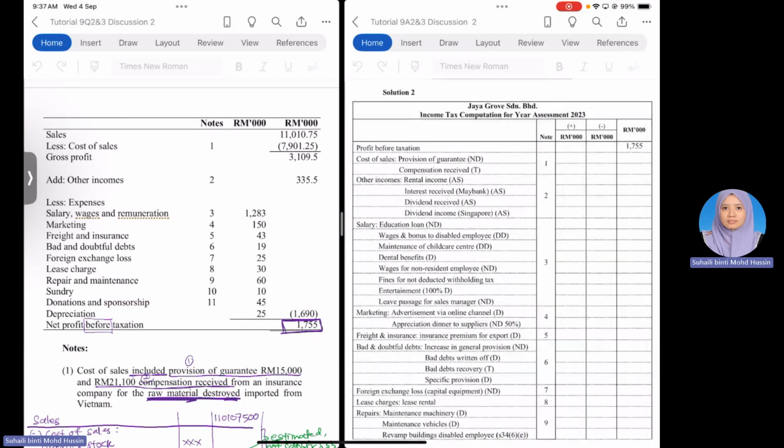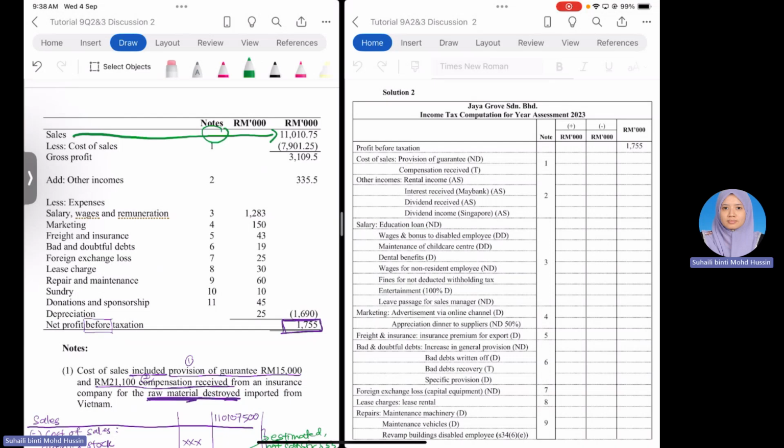Alright, so we start with the net profit before taxation, and then you can see that in the SOCI, we start according to the sequence. You can see that in the SOCI, we have the sales, and the sales shown is 11,010,750,000 ringgit, and they don't give you any notes to the account. So what does it mean? It means that we assume that 100% of the sales that you earn during the period is related to the production.